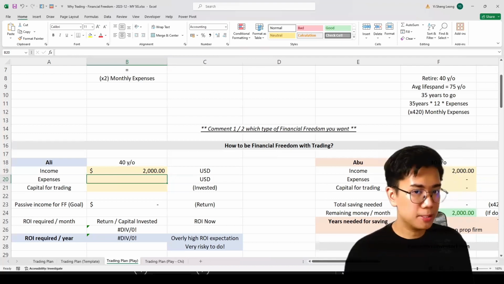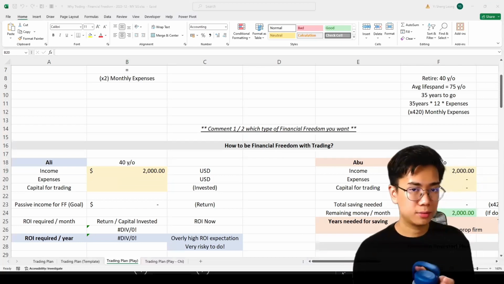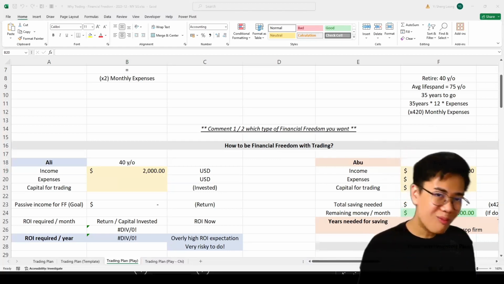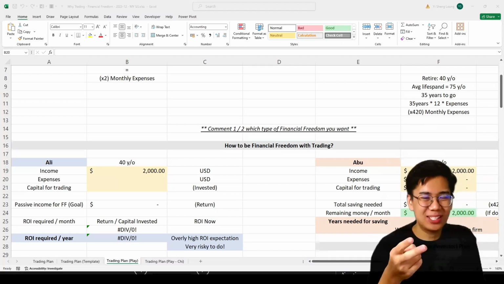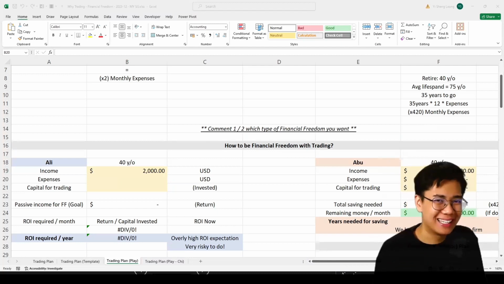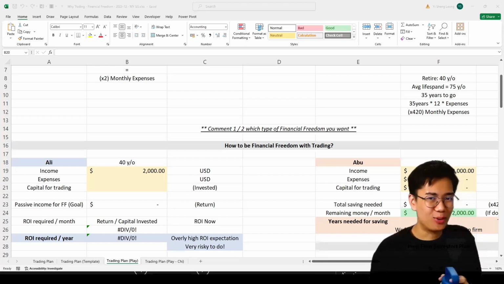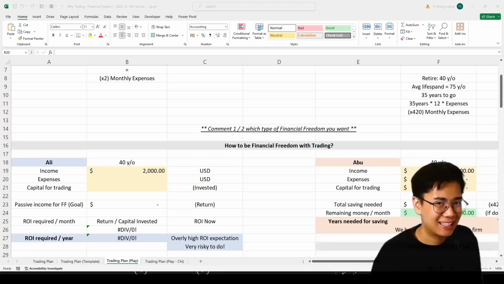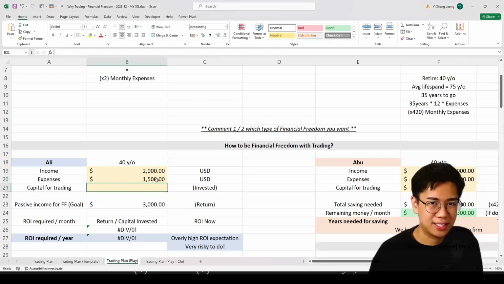How much would the person's expenses per month be? Anyone have an idea? Hey, you earn 2,000, you spend 2,000? This is no saving at all. Okay, I take Govi's answer, 1,500, good. Okay, every month save 500.